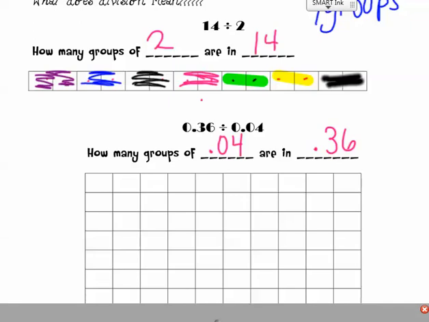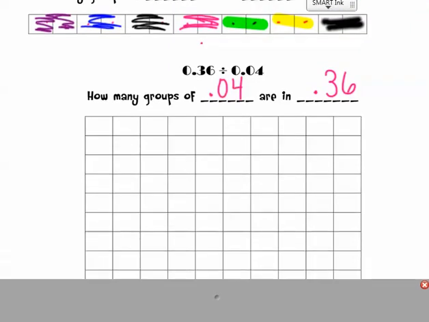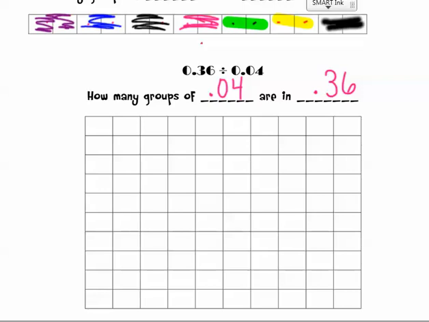That's what I have to start with. So here's my grid. 36 hundredths is 36 pennies. So I'm just going to outline 36 hundredths. This is 10, 20, 30, and then 1, 2, 3, 4, 5, 6. Okay, so this is what I'm starting with: 36 pennies, 36 cents. So I want to know how many groups of 4 pennies I can make.